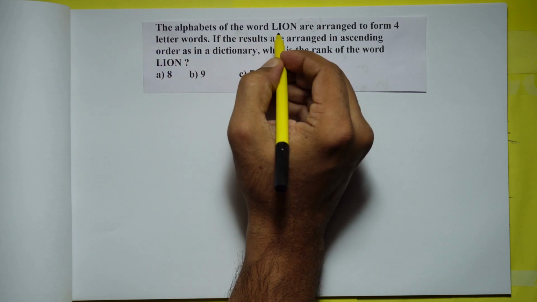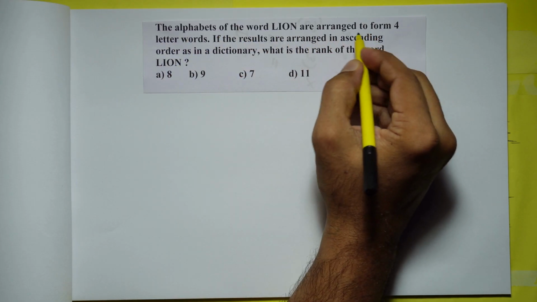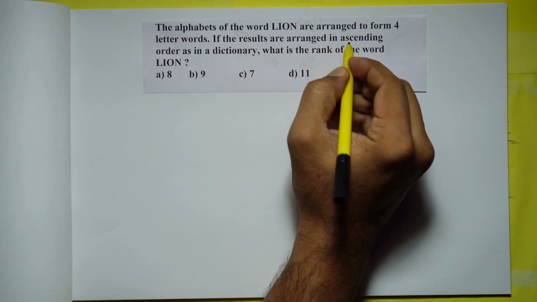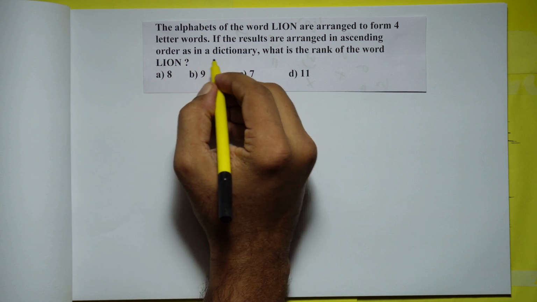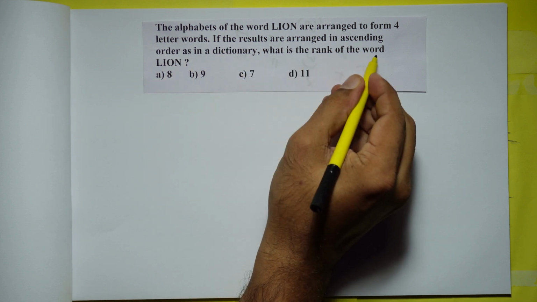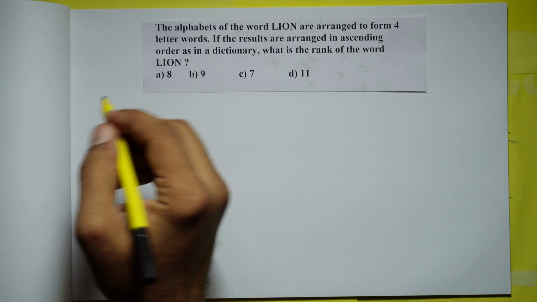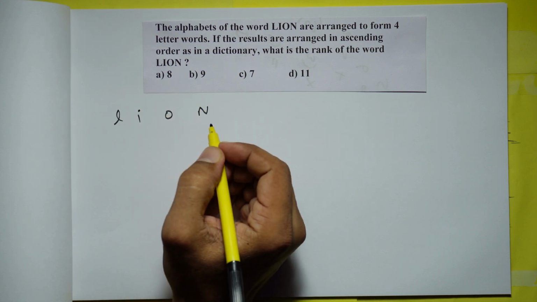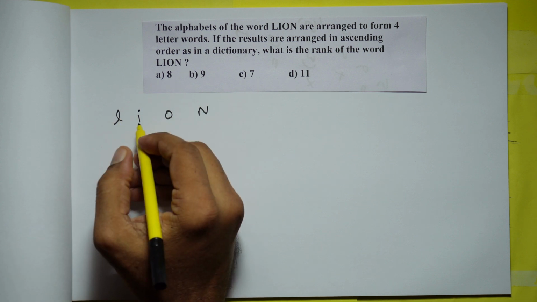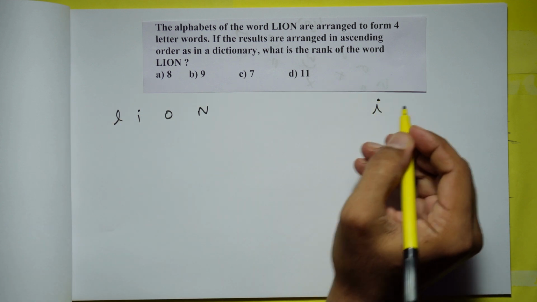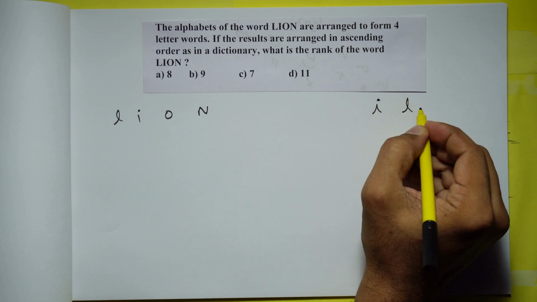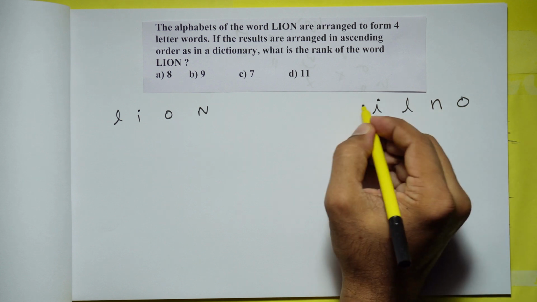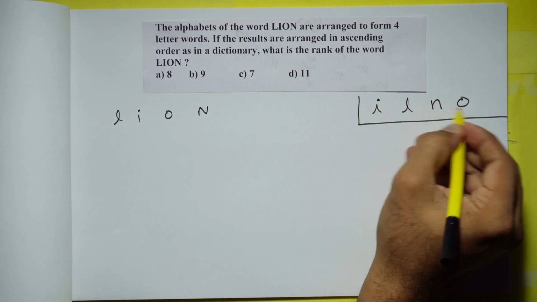The alphabets of the word LION are arranged to form 4-letter words. If the results are arranged in ascending order, as in a dictionary, what is the rank of the word LION? So you have the alphabets L, I, O and N. Initially you have words that start with I, and then words that start with L, and then words that start with N, and finally words that start with O. So this is in ascending order.